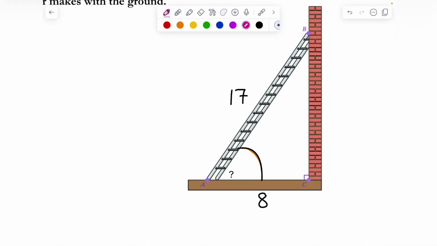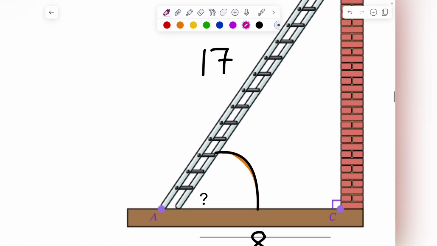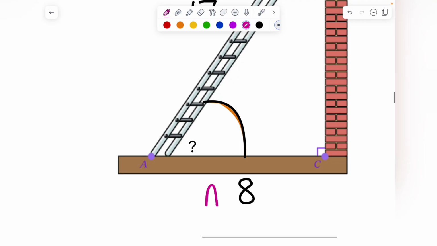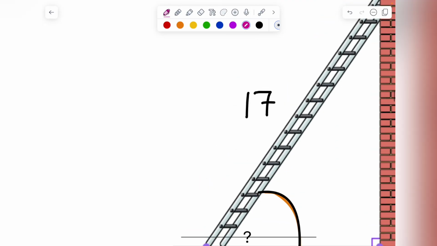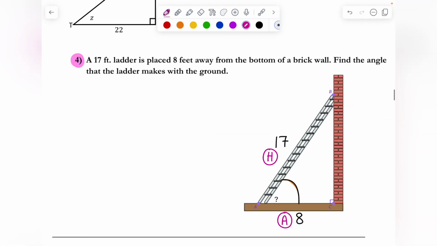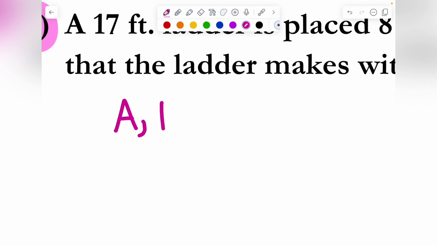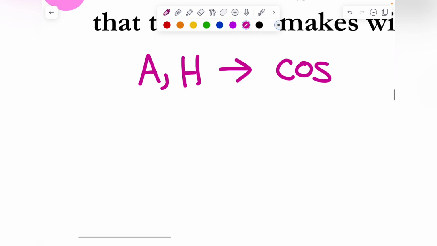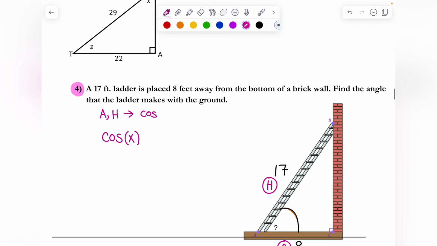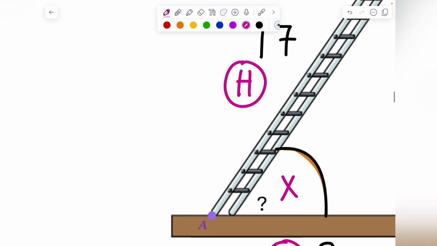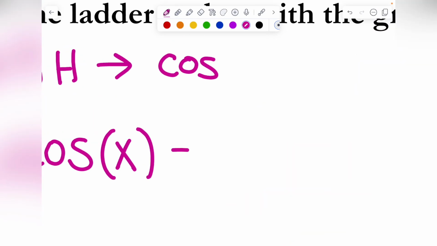All right. So from this angle, 8 is the adjacent side and 17 is the hypotenuse. So if I know the adjacent and the hypotenuse, that means I'm going to use cosine. All right, so cosine of the angle, well, that's what I'm looking for. We'll call that x, is 8 over 17.